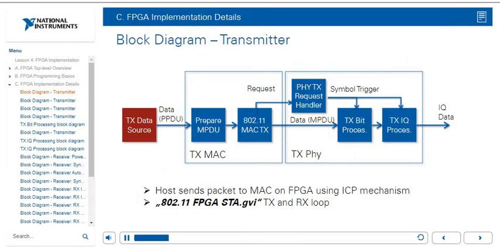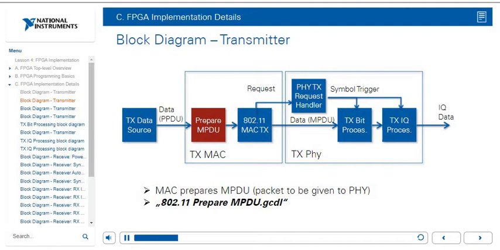This is the block diagram for the transmitter. The TX data source from the host sends data, or the PPDU, to the TX MAC on the FPGA using the ICP mechanism. We will go into each of these blocks in a little bit more detail on the next slides.